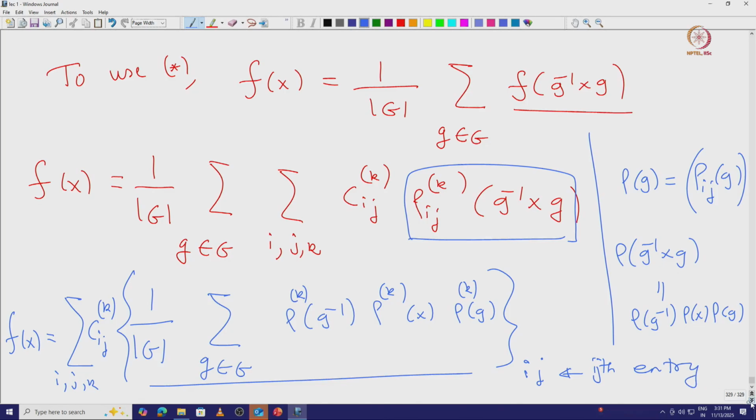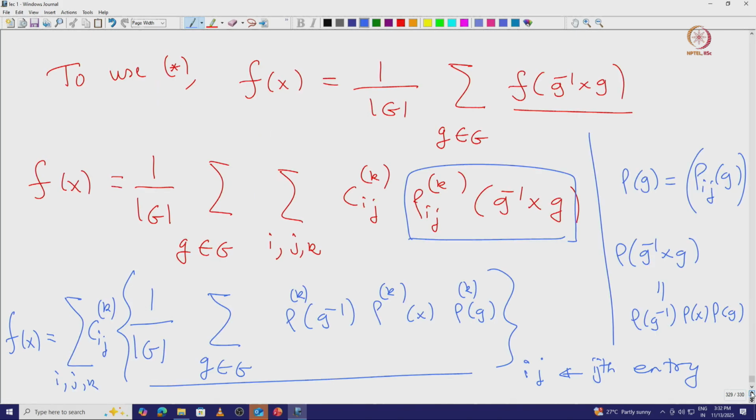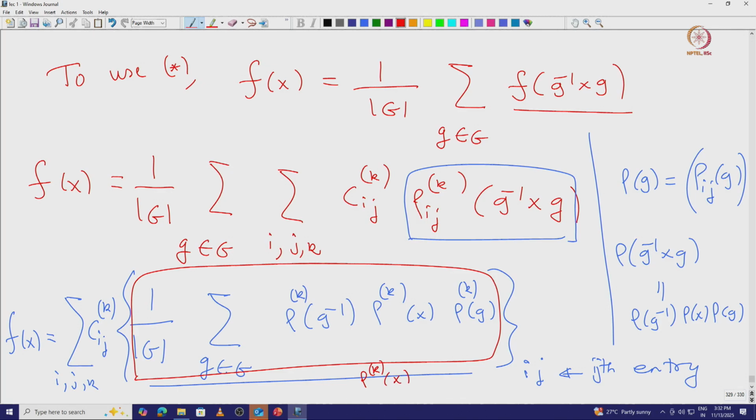So, that means this f of x is going to be equal to the summation over i, j, k again of c_ijk. Whatever term that we see here, this part is exactly this rho_k of x hashtag.